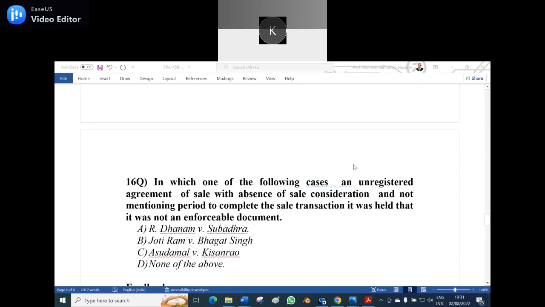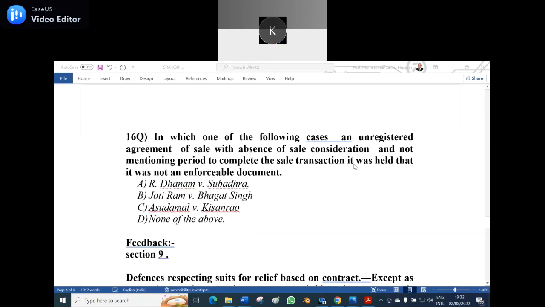Now, 16th question. In which one of the following was an unregistered agreement with options of sale consideration and not mentioning the period to complete the sale transaction held not to be an enforceable document? Option A, R. Dhanam versus Subhadra. Option B, Jyotiram versus Bhagat Singh. Option C, Subhadra. Option D, none of the above. Option B. Option A is the right answer: R. Dhanam versus Subhadra.